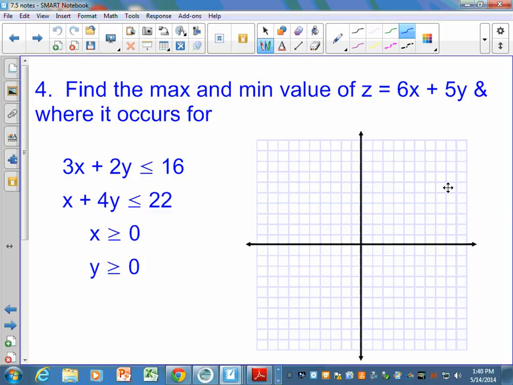But step one, you just have to graph these. And to graph these, you just have to put these in slope-intercept form, right? I hope that maybe we can do slope-intercept form very well. I'm going to subtract 3x over. I'm going to divide by 2. And this would be y is less than or equal to negative 3 halves x plus 8.